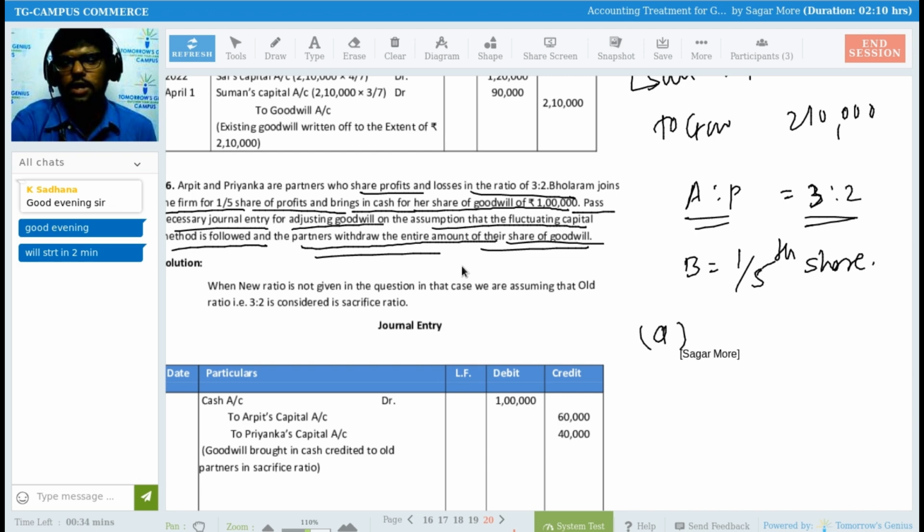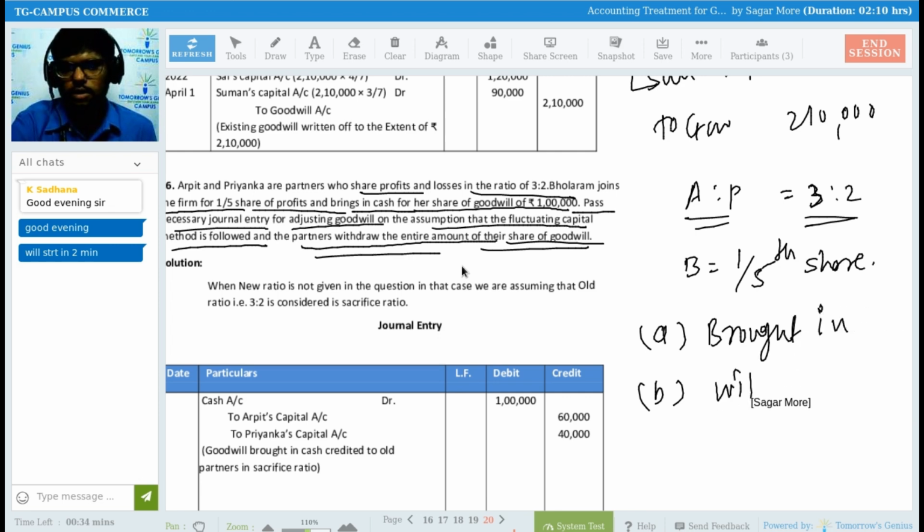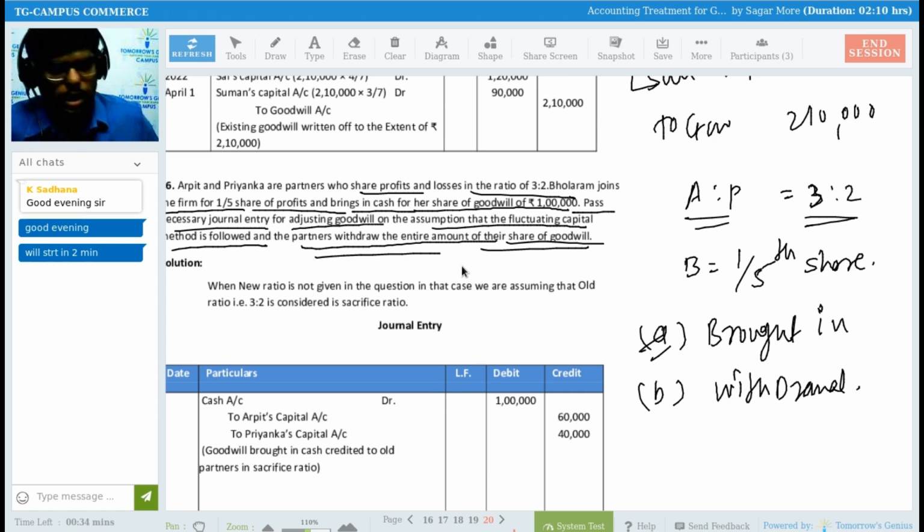So it means we have to pass the first journal entry for goodwill brought in by the partner, right? And secondly, the withdrawal of the amount of goodwill, right? So first of all, he brought in, and then withdrawal. Tell me which entry we have to pass. Everyone tell me. Orally tell me which entry we have to pass for the first one, brought in by the partner. Yes, Sadhna, Shivari, Dhanushri. Tell me. Goodwill amount brought in by the partner. Which entry do we have to pass for that?